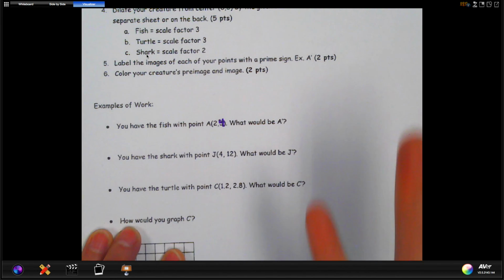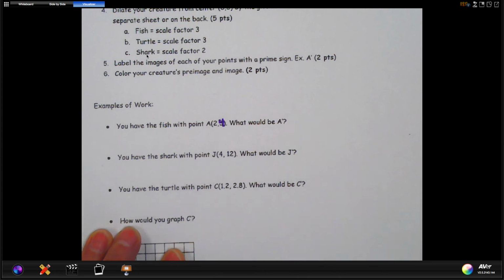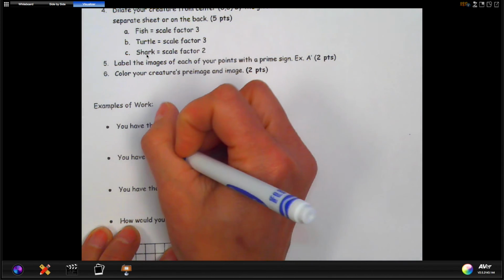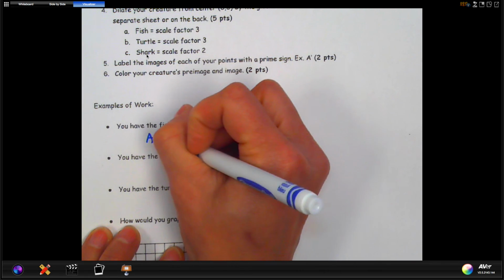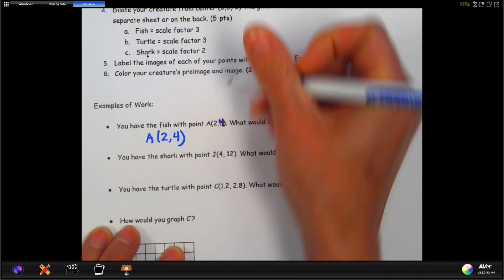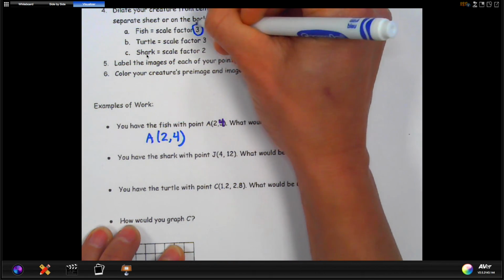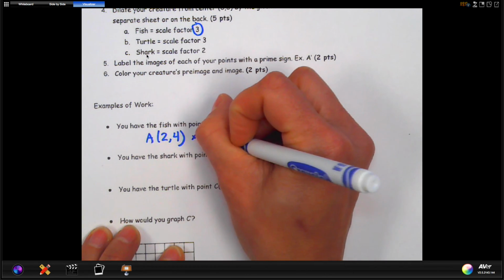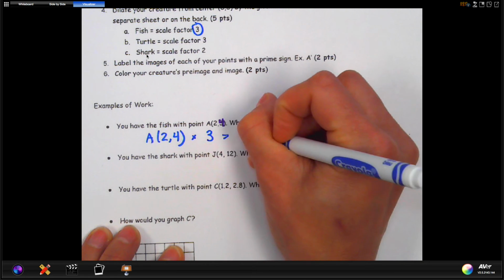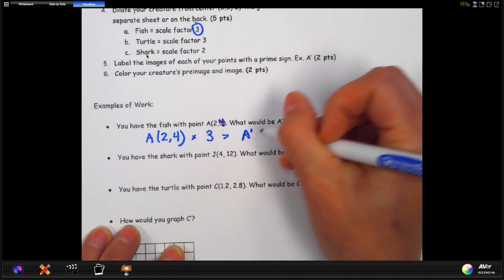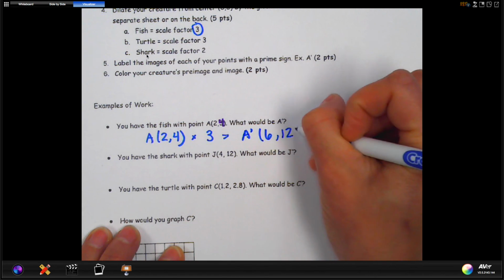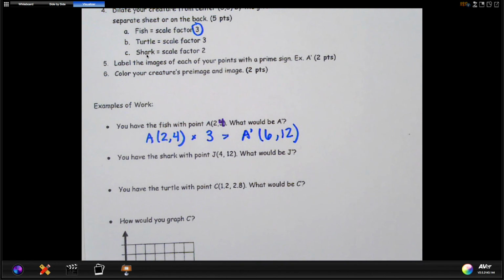So on a separate sheet of paper or on the back, what you want to do is list all your points and your work. And this is what you would do. So A is at 2, 4. We see that our scale factor for the fish is 3, okay? So we're going to multiply by our scale factor of 3 to get A prime, and we have to multiply both of them. So 2 times 3 is 6, 4 times 3 is 12, and that's going to be our new point.